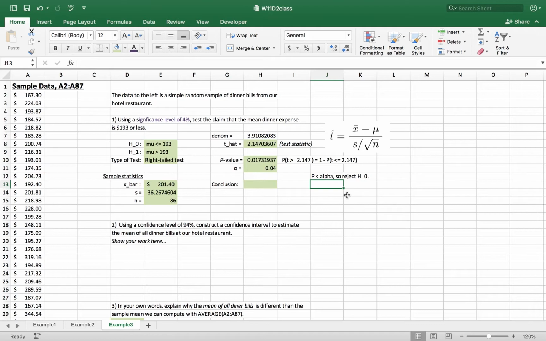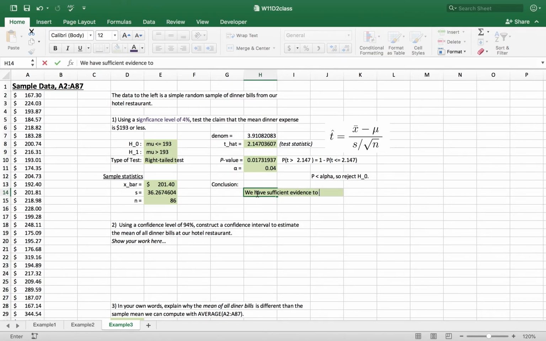I realize we haven't done any examples where we failed to reject H0, but they are coming, so we'll see them soon. All right, finally, let's write our conclusion. So in this case, we have sufficient evidence to conclude that, so we're rejecting H0, the mean dinner bill at our hotel restaurant is in fact greater than $193.